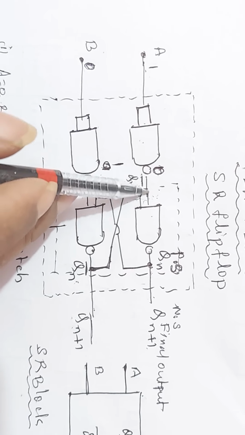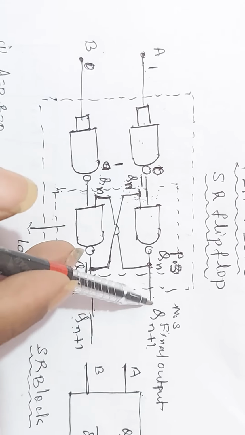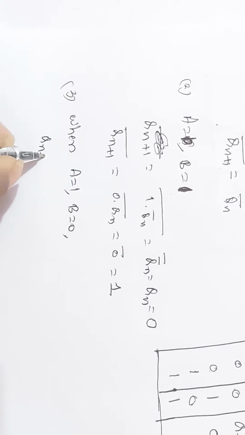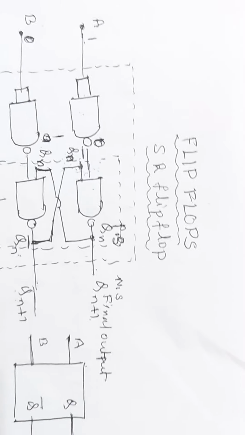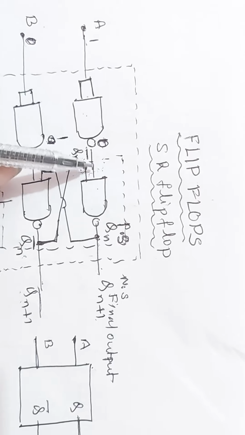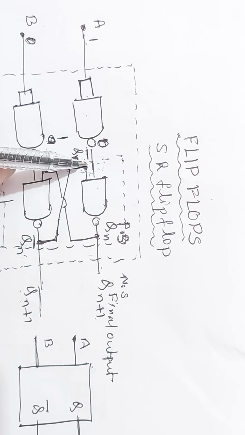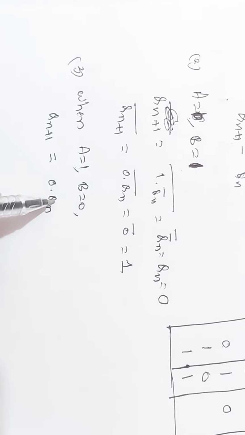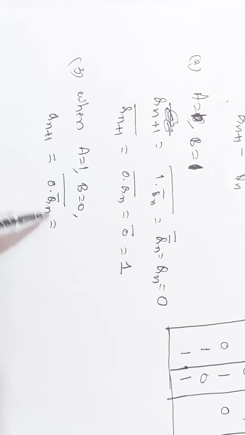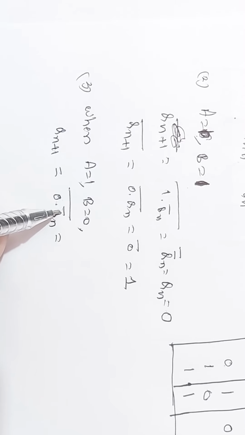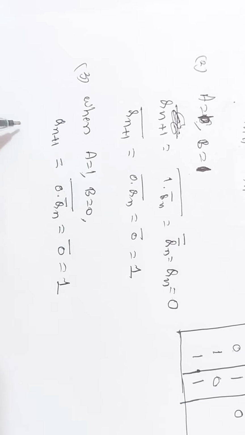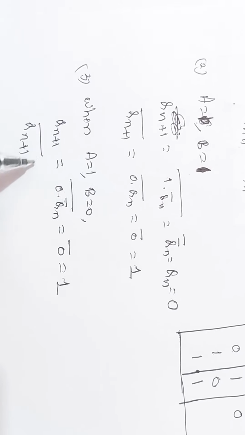Here 0 and Qn bar are the two inputs. Therefore, the output Qn plus 1 is equal to the NAND of these two inputs, that is 0 into Qn bar, which is 0 itself. The complement of that is 1. Therefore, this is equal to 0 into Qn bar, complemented, which is Qn bar into 0 is 0 itself, complemented, which is equal to 1. Then what is the other output, Qn plus 1 bar?